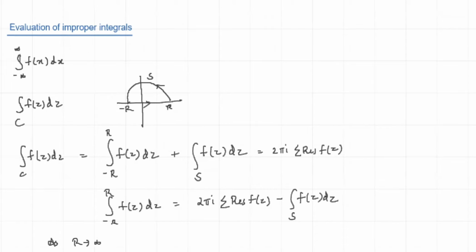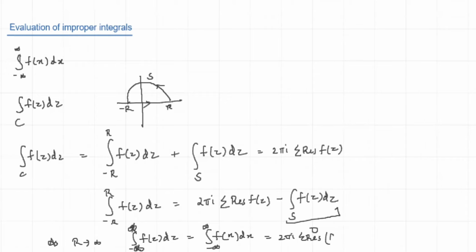Now, as r tends to infinity, due to the condition that the denominator degree is at least 2 units greater than that of the numerator, the integral over the semicircle will tend to 0, and hence the integral from minus r to r, that is minus infinity to infinity, of f of z dz is equal to the integral from minus infinity to infinity of f of x dx, and that will be equal to 2 pi i times the sum of the residues for the function f of z.